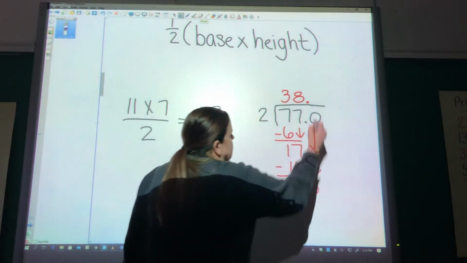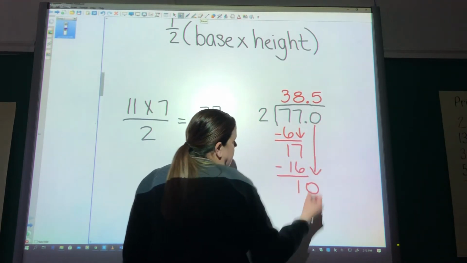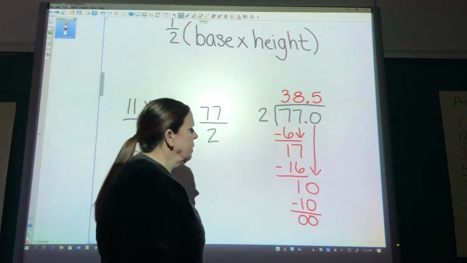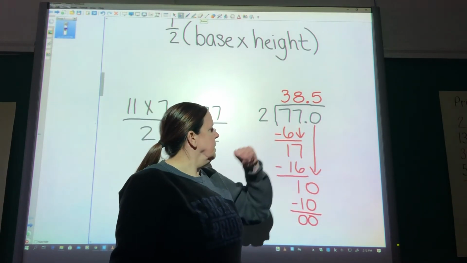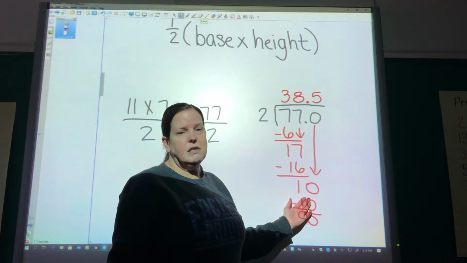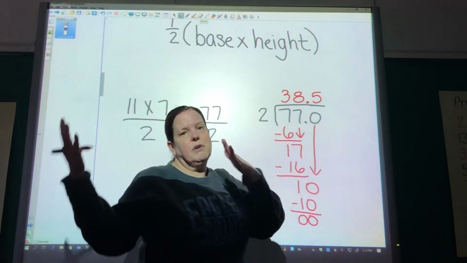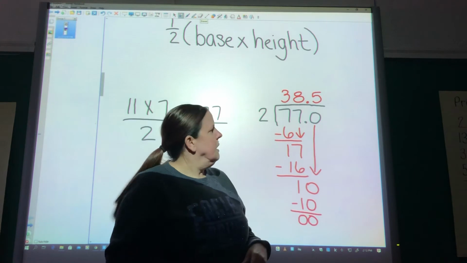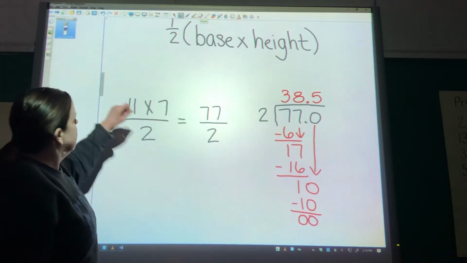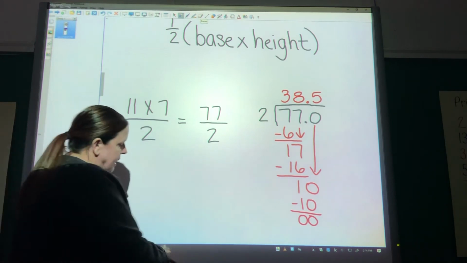So 2 goes into 10 5 times, which is exactly 10. Now, I will tell you, when you put this 0 here, it's always probably going to come out to a 10 when you get to this point. So it's usually going to always be a 0.5. All right, so we found out our answer is 38.5.